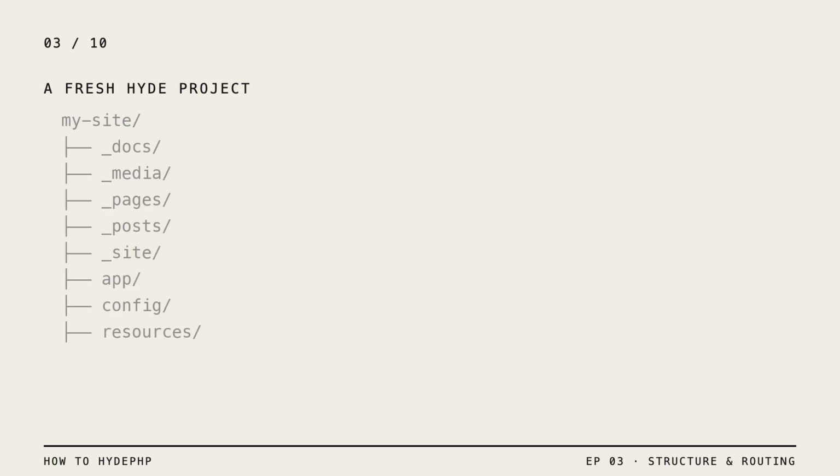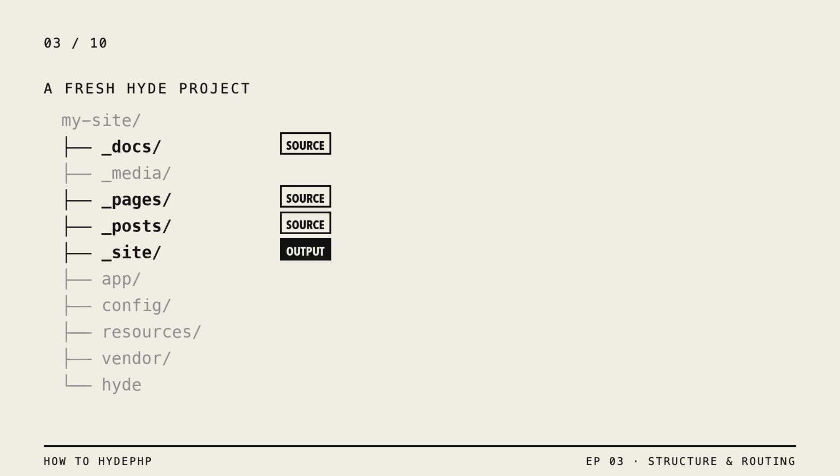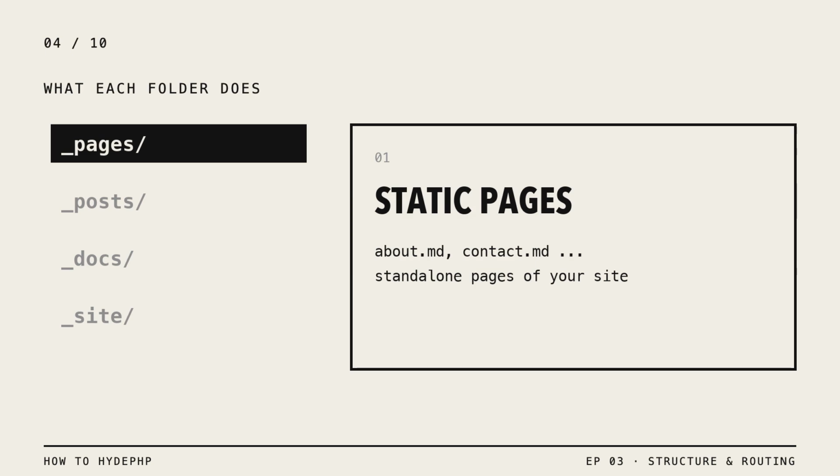Open a fresh Hyde project, and you'll see a handful of folders. Only 4 of them matter day-to-day: _pages, _posts, _docs, and _site. The 3 underscore folders at the top are your content sources, and _site is the output, where the finished static site ends up. Here's what each one does.